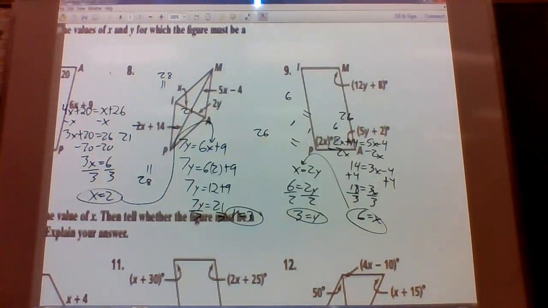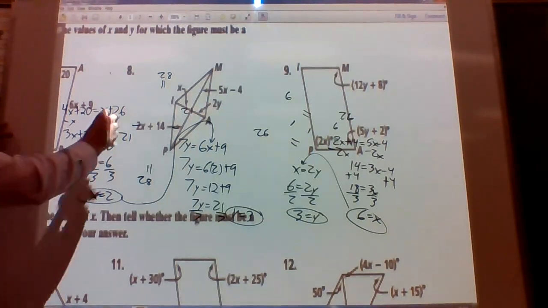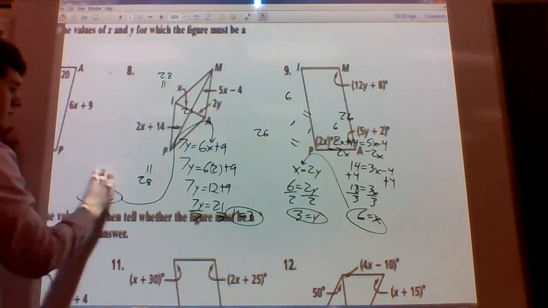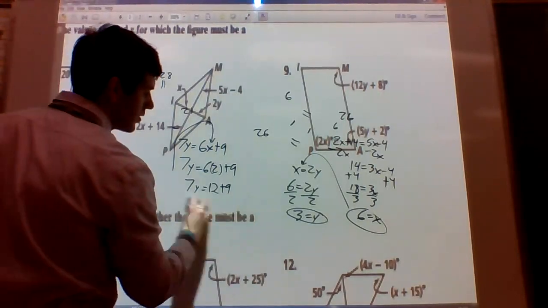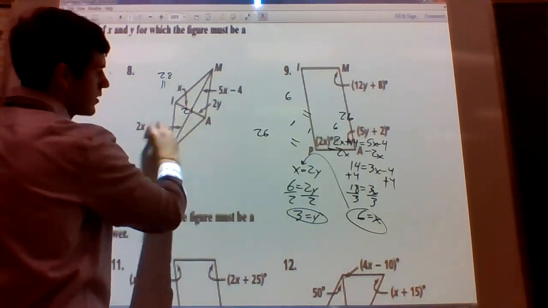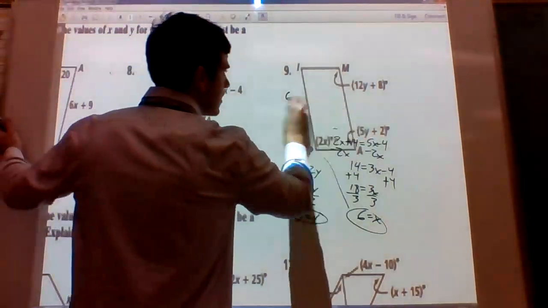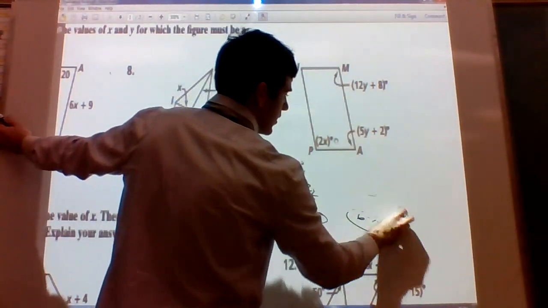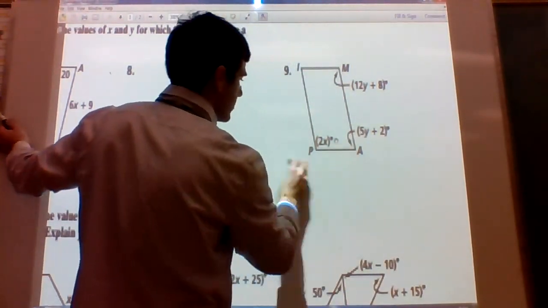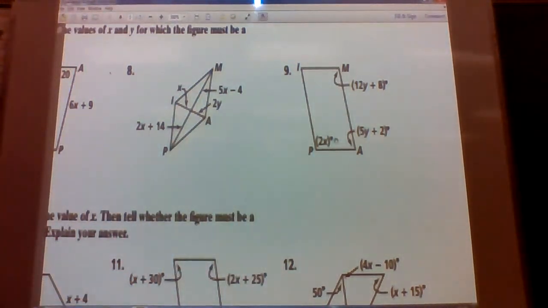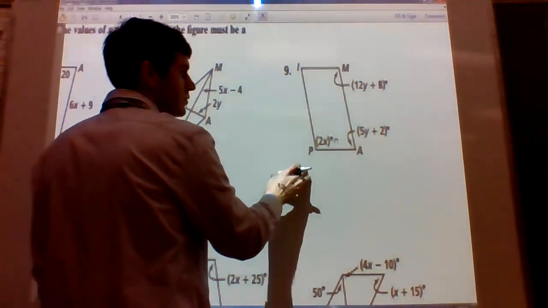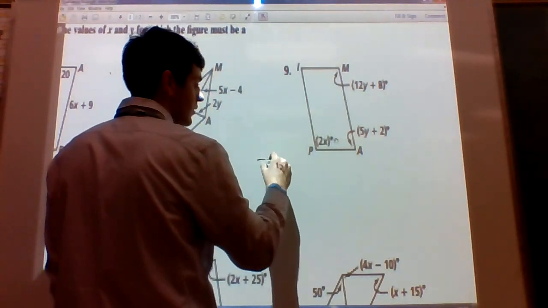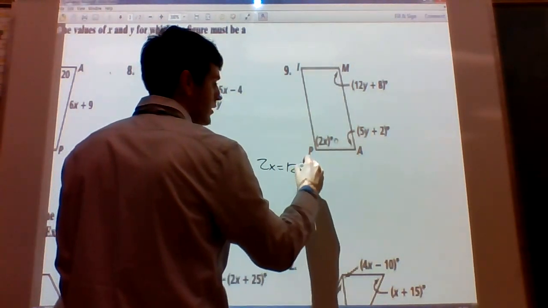Number 9. So we know opposite angles are congruent in a parallelogram. So we know 2x is going to equal 12y plus 8.